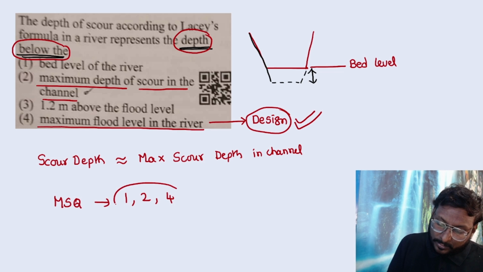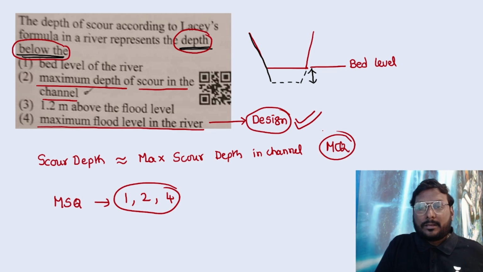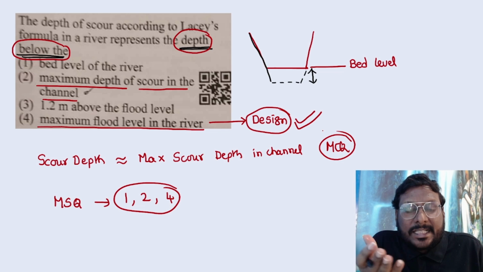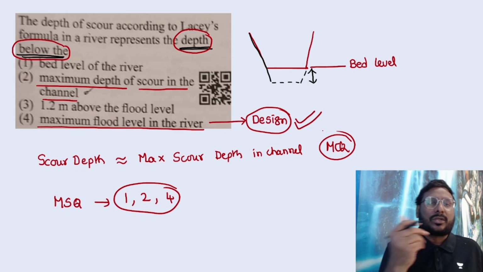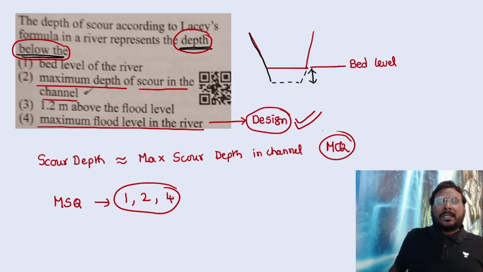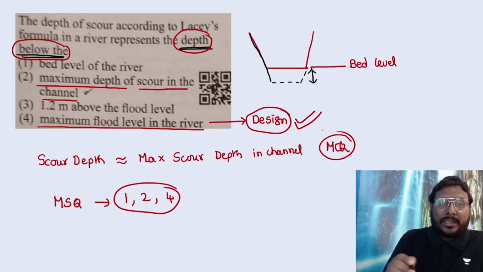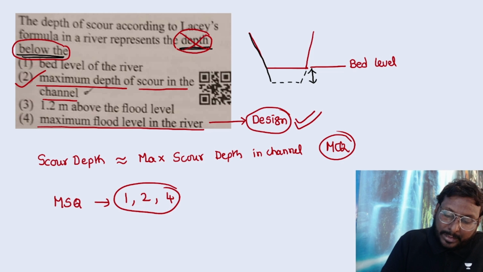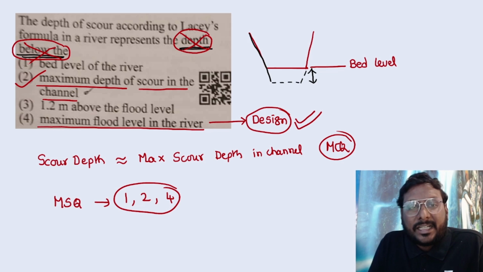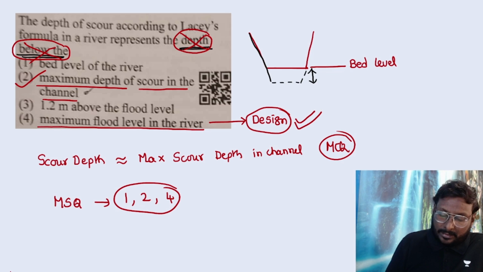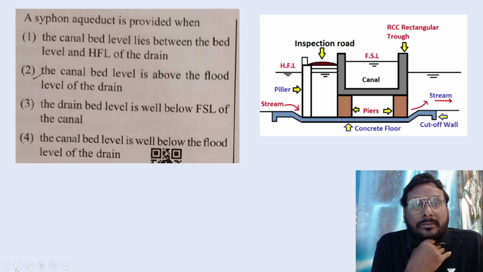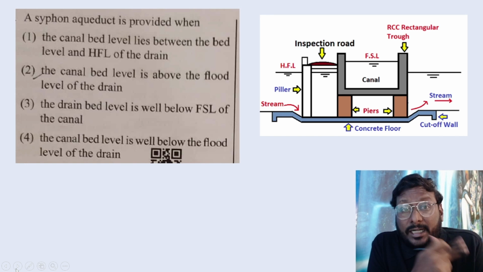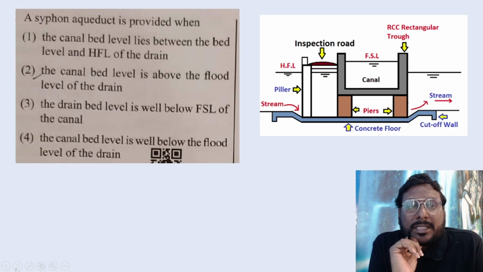1, 2, 4. If it is MCQ, you can choose design maximum flood level in the river. I hope so. There is no clarity by anyone. Simply by statement, you can go with maximum depth of scour in the channel without considering depth below. If you consider depth below for the previous one, it will become MSQ.